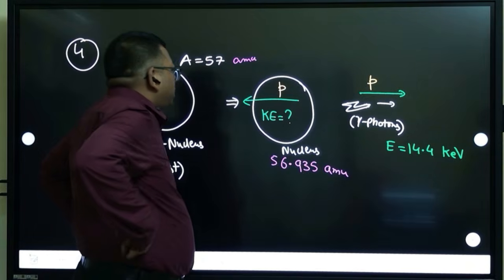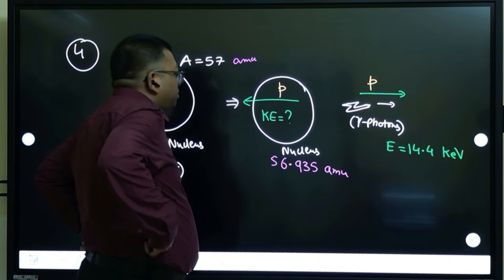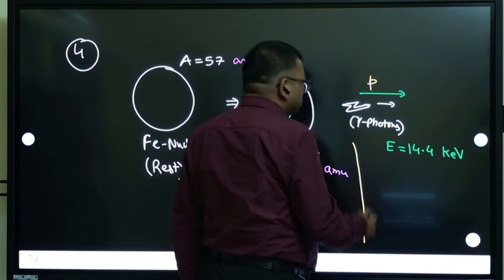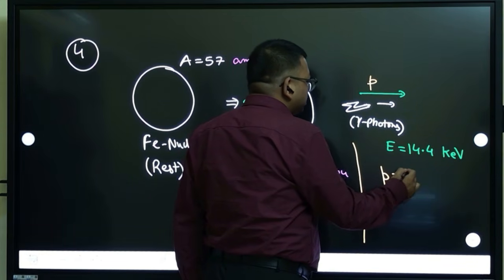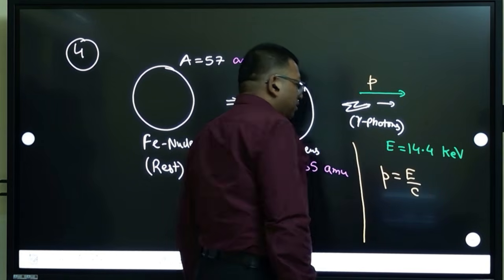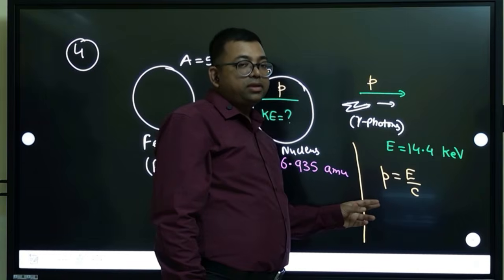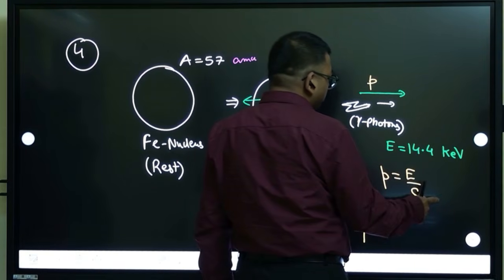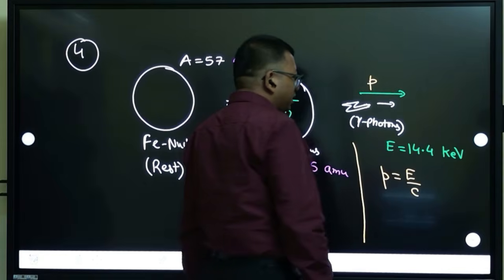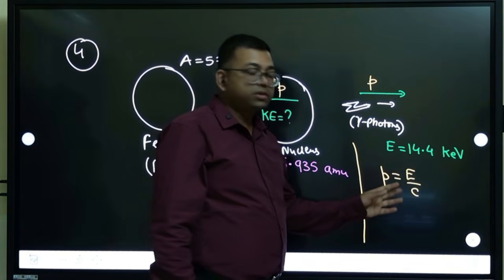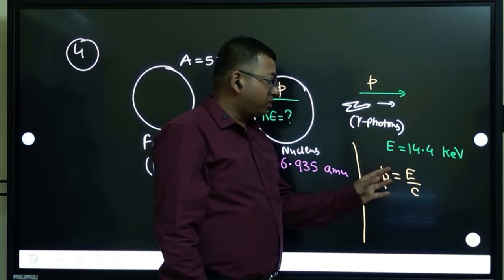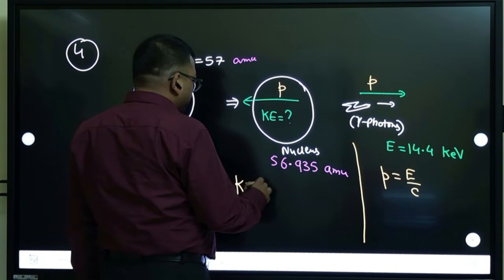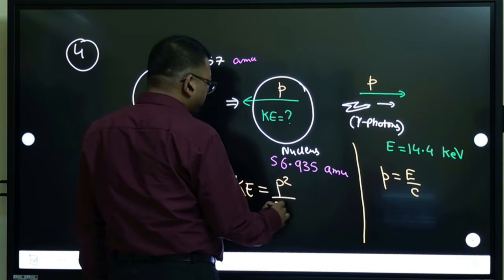So kinetic energy, momentum. How to calculate the momentum of a photon? The momentum of a photon is given as E by C. This is a concept of light energy that you will study in grade 12. So momentum is E by C, where E is the energy and C is the speed of light, which is 3 into 10 to the power 8 meter per second. Once you know the momentum, the kinetic energy is p square by 2m, right?